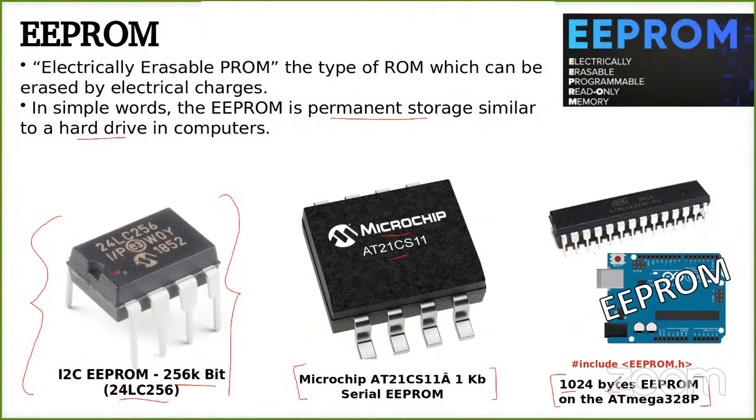So you have a 1 kilobyte EEPROM, and this is on the Atmega 328P. It's a microcontroller, and this is the microcontroller used inside Arduinos. This is your Arduino over here, and we are using this MCU, the Atmega 328P, inside it. So our Arduino also has EEPROM, flash, and RAM.